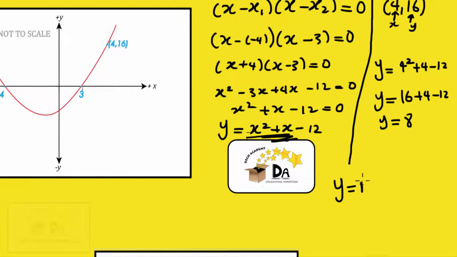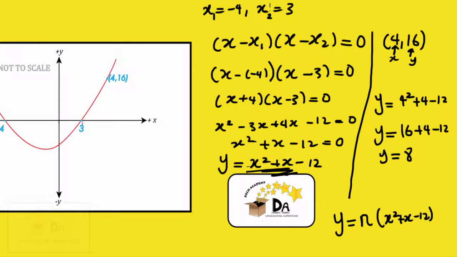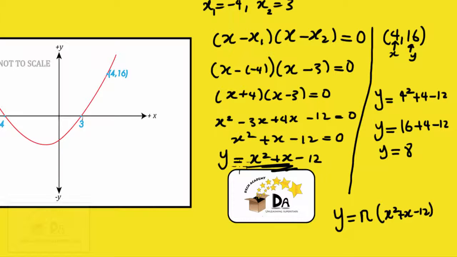Now, what I'm trying to tell you is that the equation y equals x squared plus x minus 12 has the same roots as y equals n times (x squared plus x minus 12). Remember, we had the roots of an equation and we constructed a quadratic equation. The quadratic equation we constructed has these values, -4 and 3, as its roots. Now, we got here from the construction with x squared plus x minus 12 equals 0.